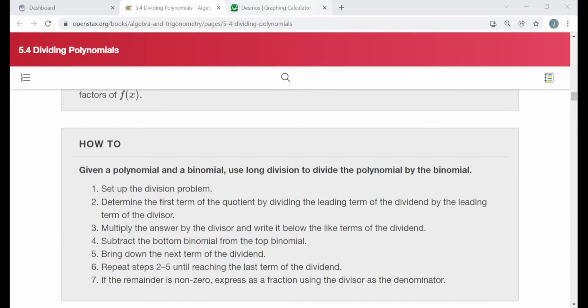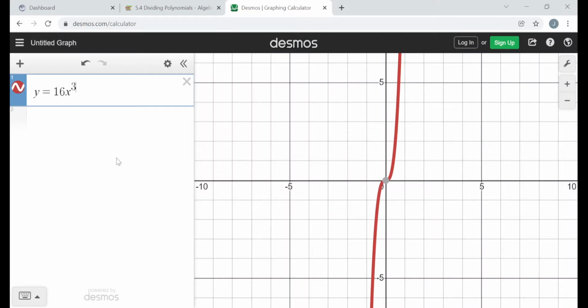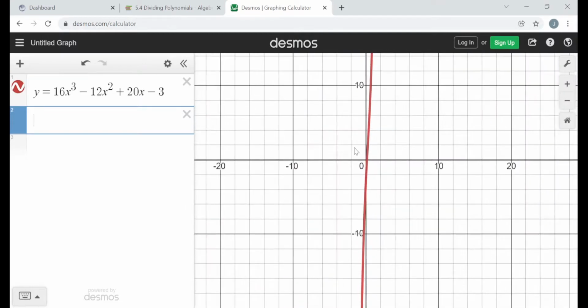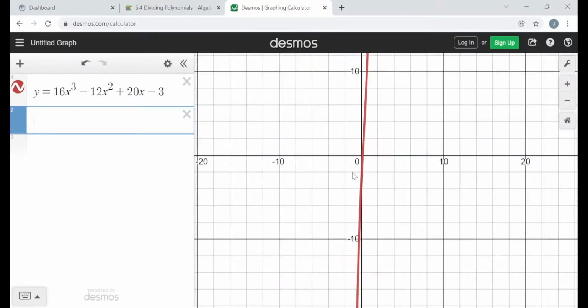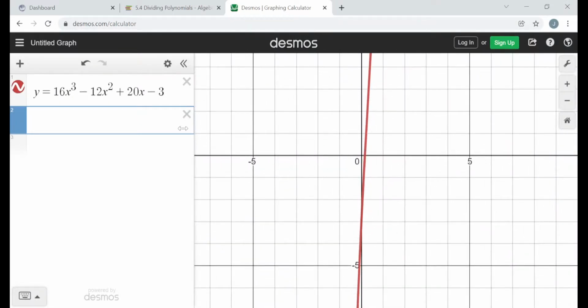There's a free online graphing calculator at desmos.com. And the first function I'll put in is y equals the dividend, right? 16x cubed minus 12x squared plus 20x minus 3. All right, so I get this degree 3 polynomial. I know you're not seeing a lot of it. It's just this red strip here. There's obviously much more to it.